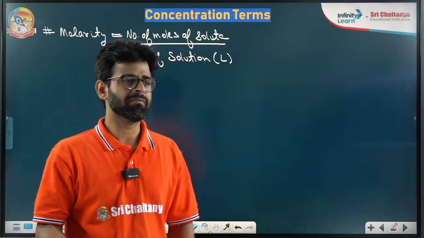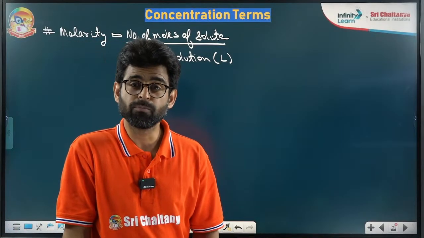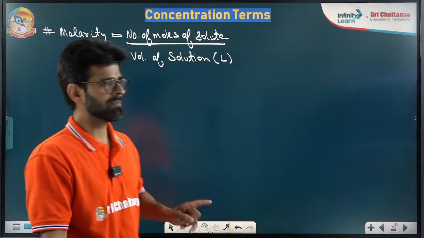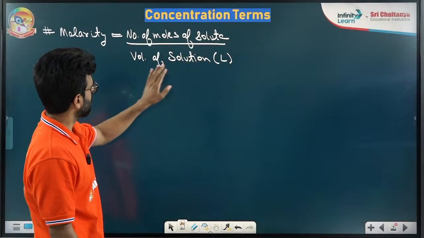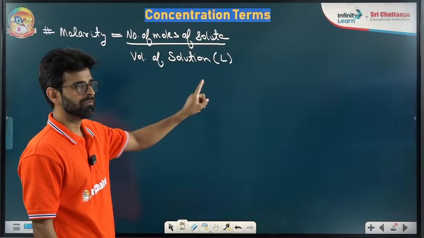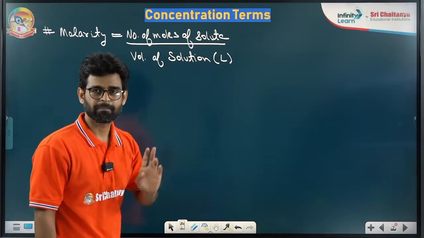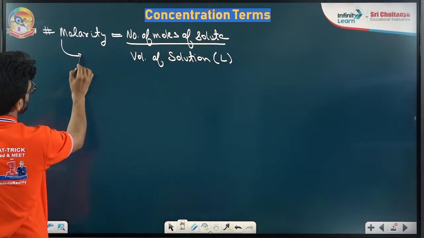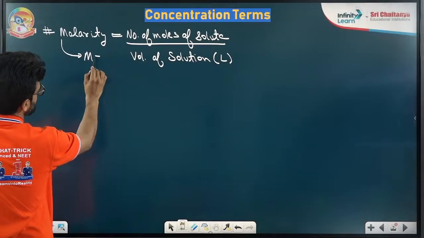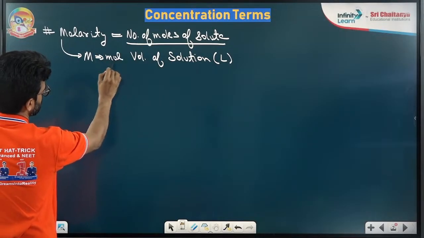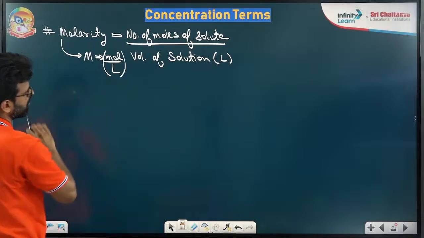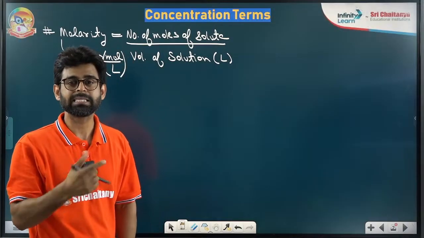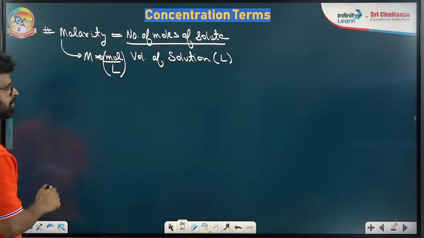Mohit is saying N by weight, but that is the number of moles of solute divided by weight of solvent in kg, which was molality. So here be careful: number of moles of solute, and here we have volume of solution. First of all, it is solution, and second thing, it is liter. We represent it by capital M, and in units you will say mole per liter. Capital M is for molarity, small m for molality.